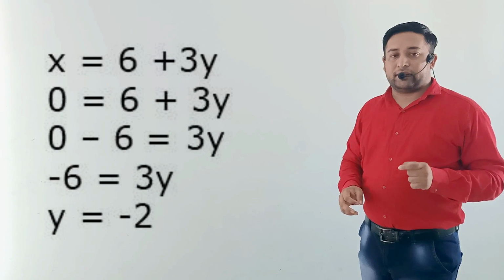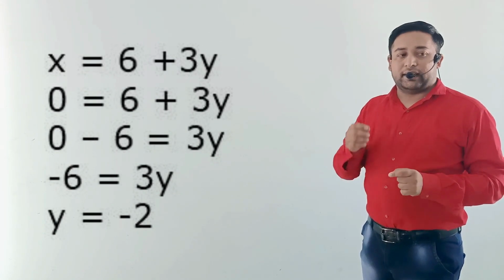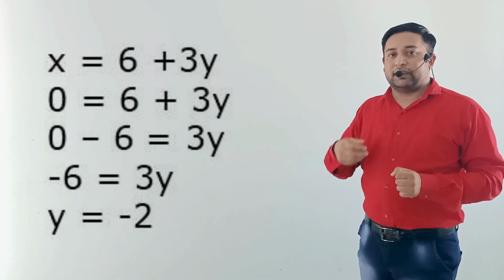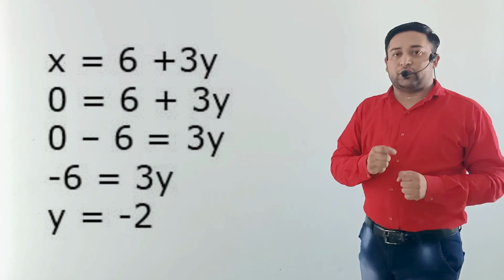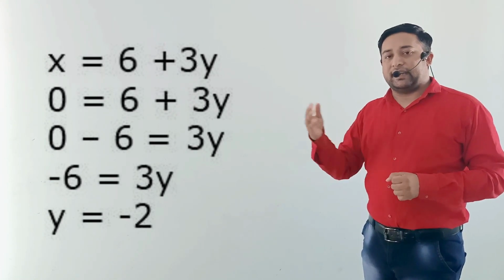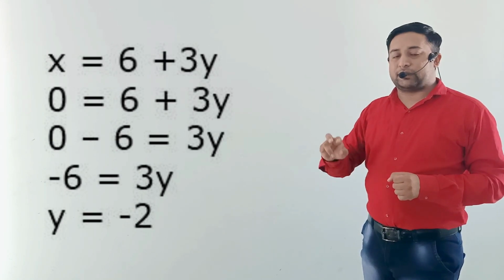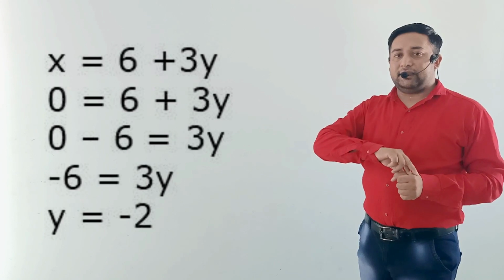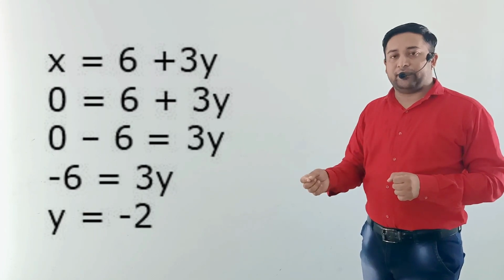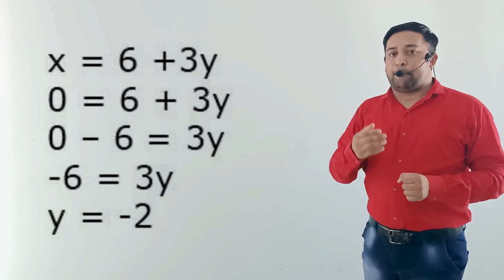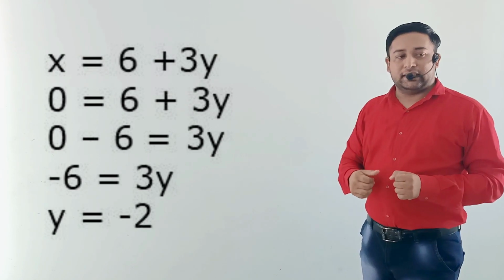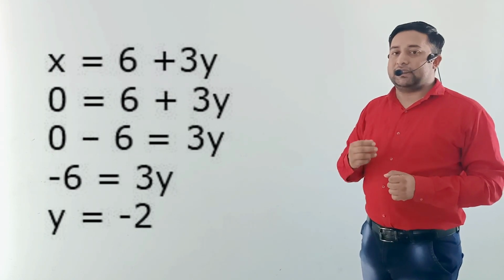The last one, when the value of x is 0, x is equal to 6 plus 3y. Substituting x is 0, 0 is equal to 6 plus 3y. Taking 6 from the left hand side to the right hand side, 6 this side, minus 6 is equal to 3y. 3 in the denominator, minus 6 divided by 3 is equal to y. y is equal to minus 2.